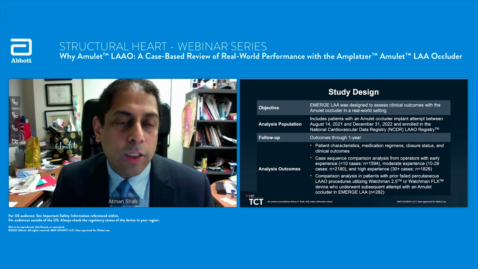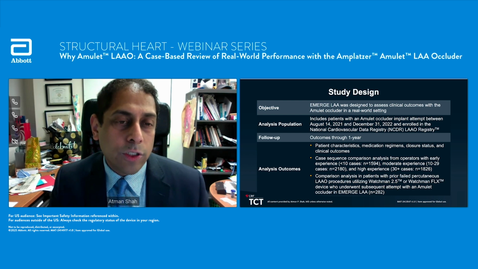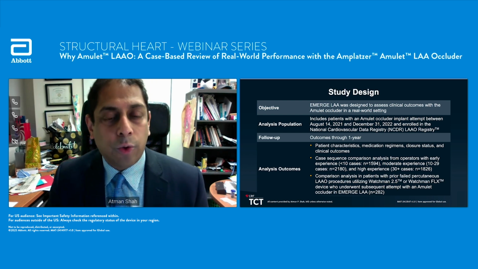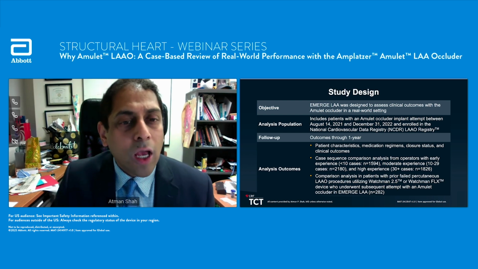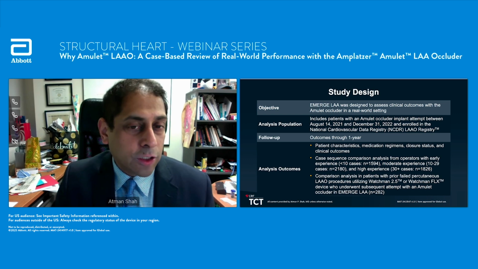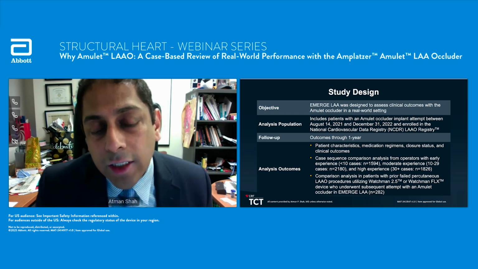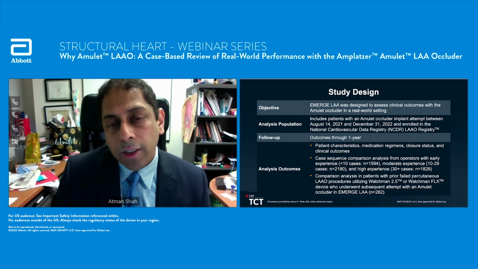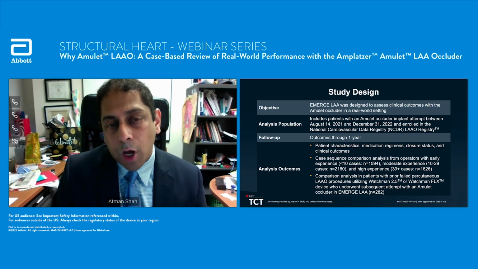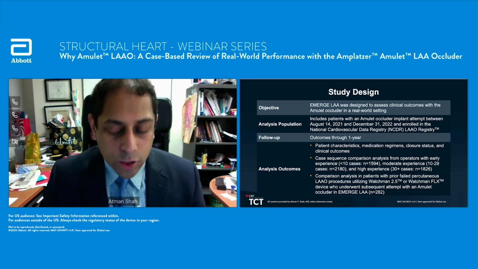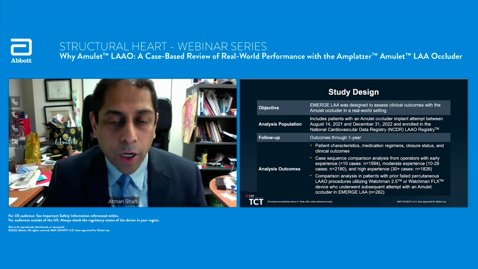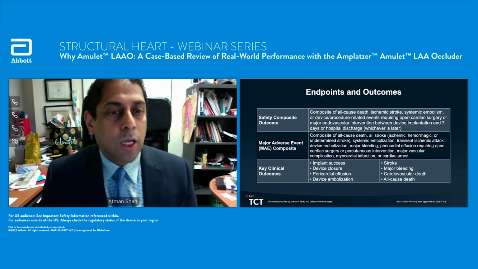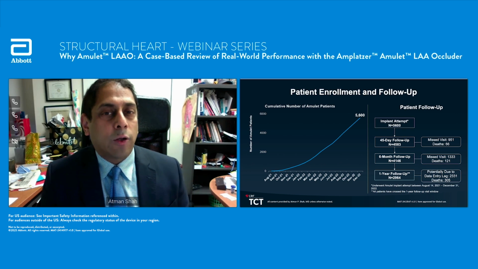Again, this was patients who were enrolled who received an Amulet occluder from 2021 to 2022, August to December. Outcomes or patient characteristics, medication regimens, closure status, clinical outcomes. In addition, case sequence comparison was done in patients who underwent implantation with early experience operators, moderate and high experience, and then also in patients who had a prior failed Watchman attempt. We'll talk about the endpoints and outcomes.